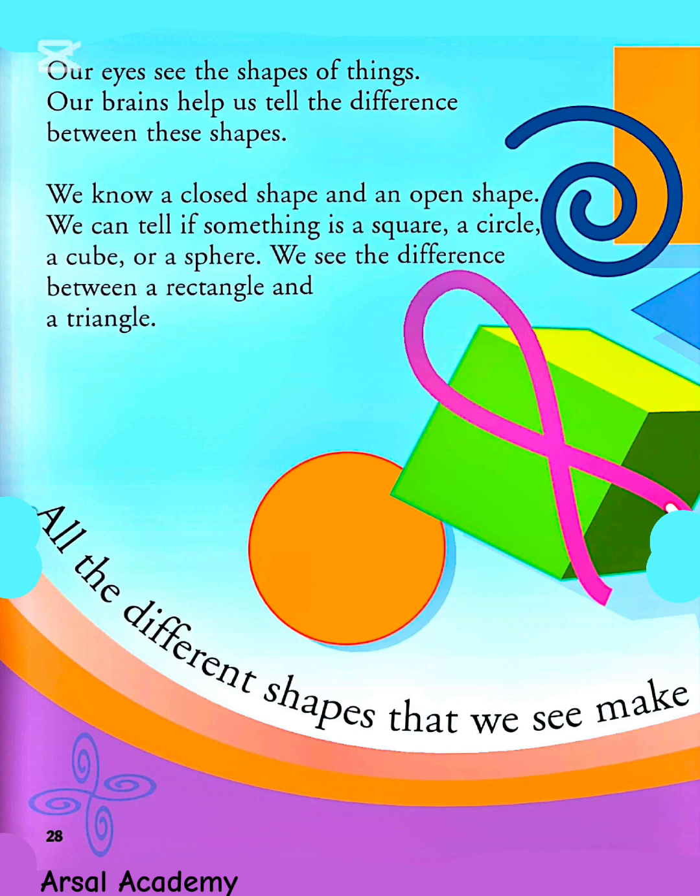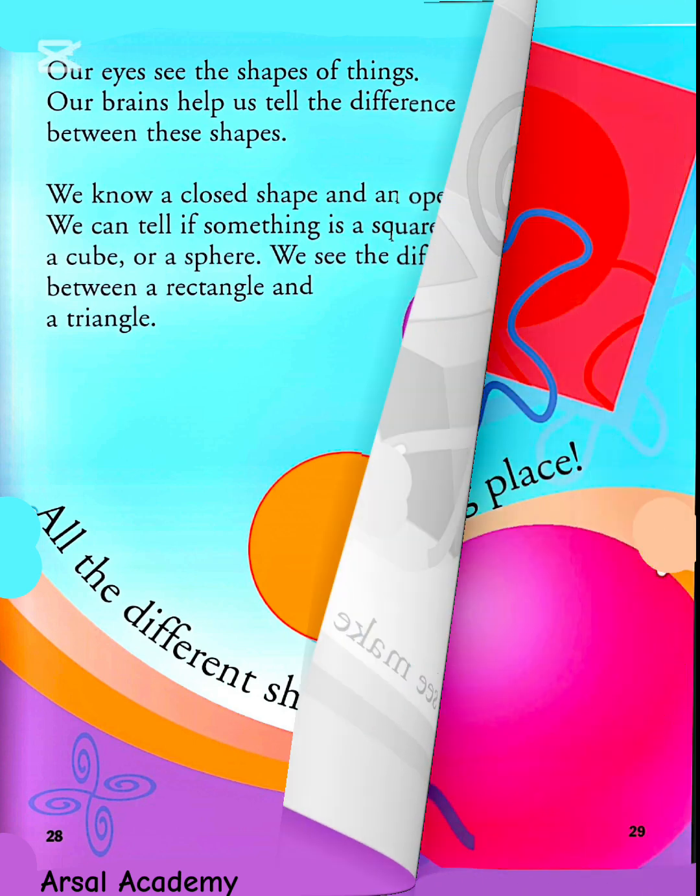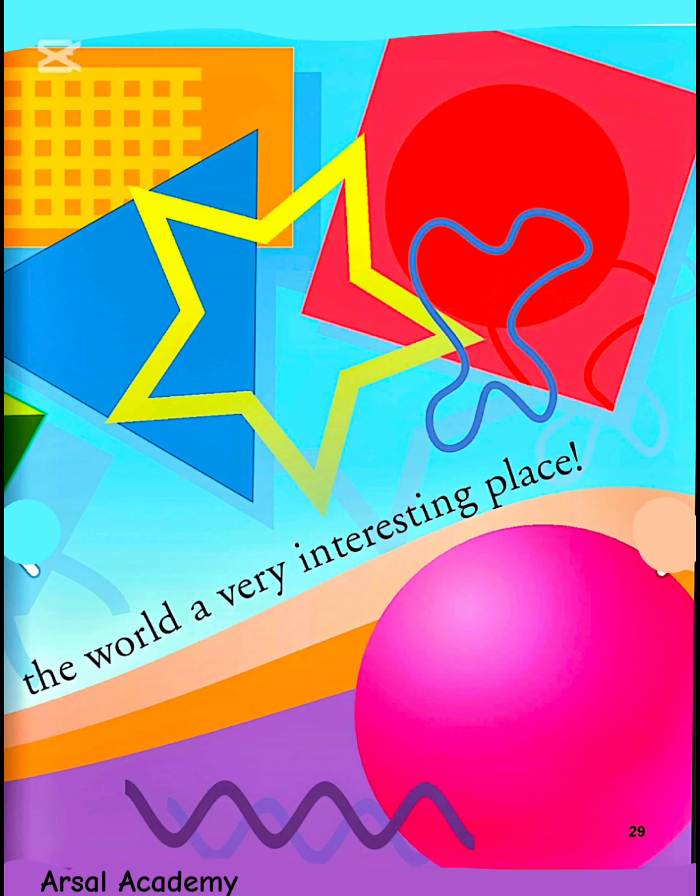Our eyes see the shapes of things. Our brains help us tell the difference between these shapes. We know a closed shape and an open shape. We can tell if something is a square, a circle, a cube, or a sphere. We see the difference between a rectangle and a triangle. All the different shapes that we see make the world a very interesting place.